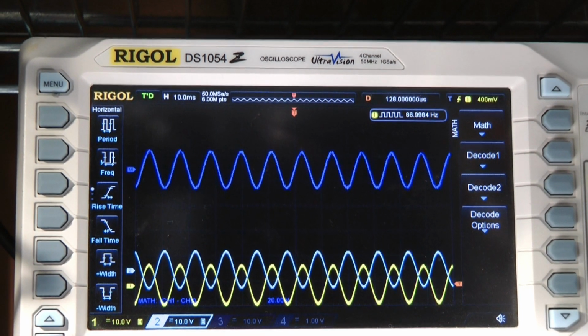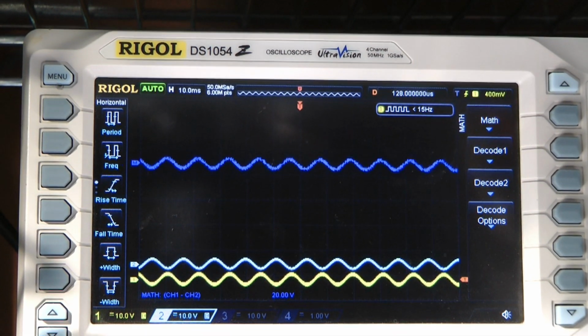So this unit is working fine. So I thought you might find that interesting.